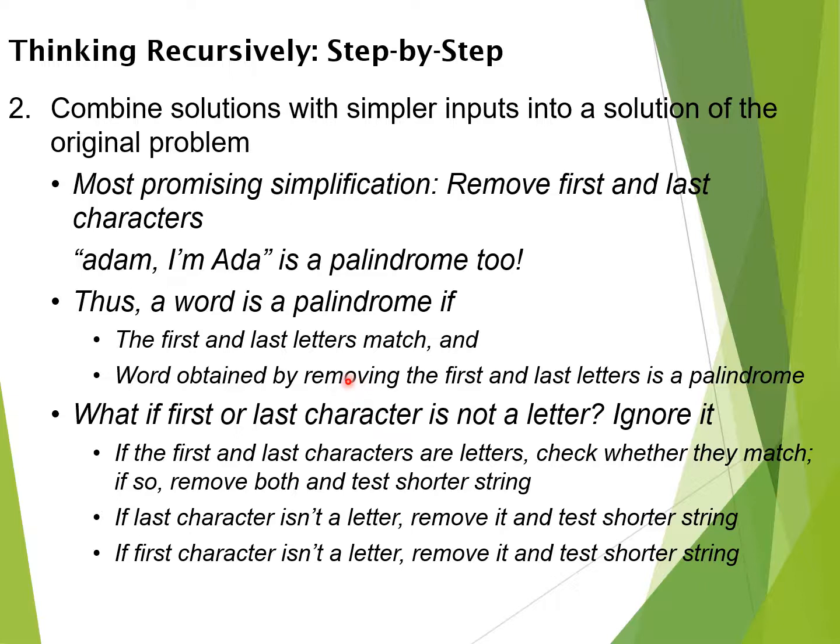So this means that the most promising simplification is to remove the first and last characters, because if you remove them, we'll obtain a string which is shorter than the original string, and that string would be a palindrome if the original string is a palindrome. Obviously, since the sentence that we get in the input can have other non-alphabetical characters, you can simply ignore them if you see them and check the next character. So if the first or last character is not a letter, you can simply remove it and test the shorter string.